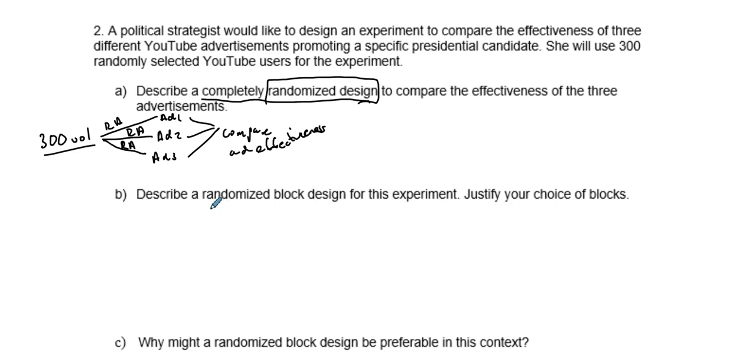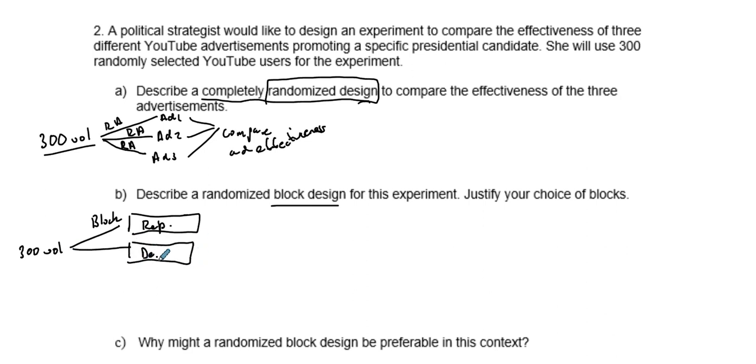Now, if we were to do a randomized block design for this experiment, we would need to figure out what our blocks are. We would start off with 300 volunteers. Since we're talking about political ads, and these are just 300 volunteers, we don't know what party they're involved with. So we probably want to block them into different parties. Maybe one would be Republican, we would then block another into Democrat, and then this one right down here would be independent.